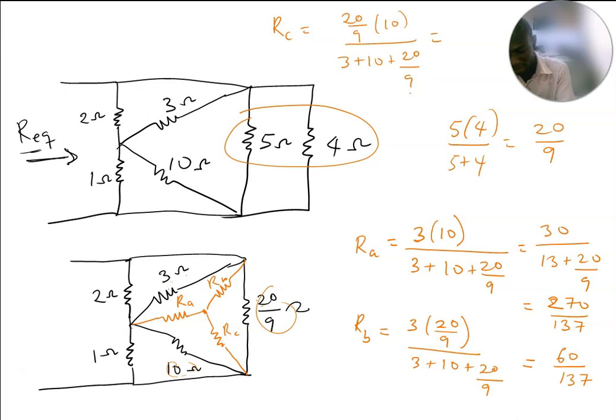So I have 20 on 9 times 10. We are going to get 200 on 137. Very good. So now, we've been able to eradicate these resistors. So we take these resistors off, all of them, because we've converted it to a Y. So now, let's redraw the circuit. So the new circuit is going to be something like this.